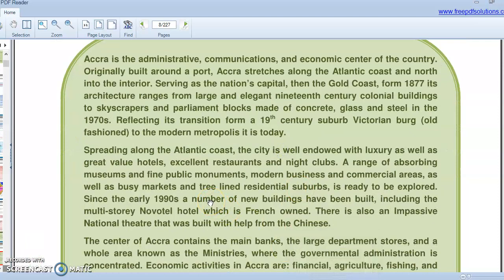Spreading along the Atlantic coast, the city is well endowed with luxury as well as great value hotels, excellent restaurants, and nightclubs. A range of absorbing museums and fine public monuments, modern businesses and commercial areas, as well as busy markets and tree-lined residential suburbs is ready to be explored.